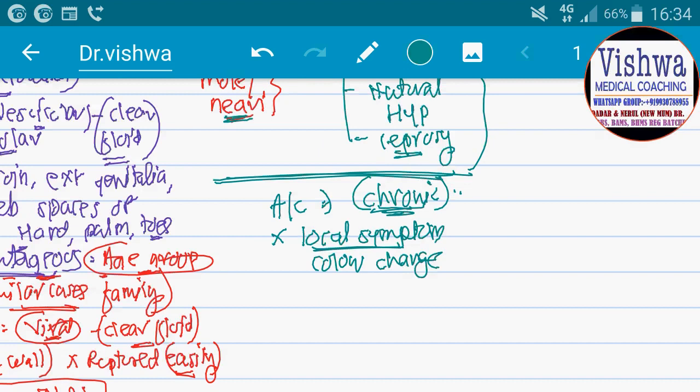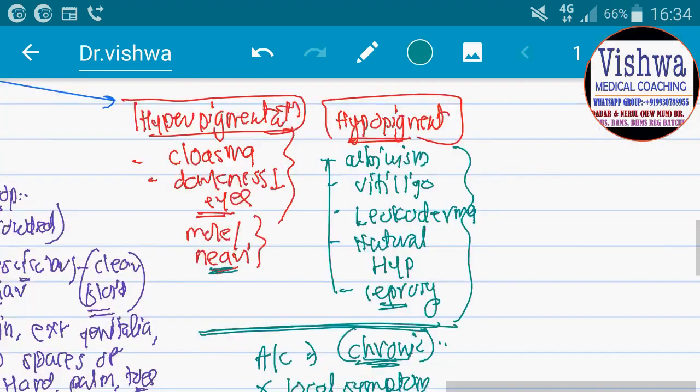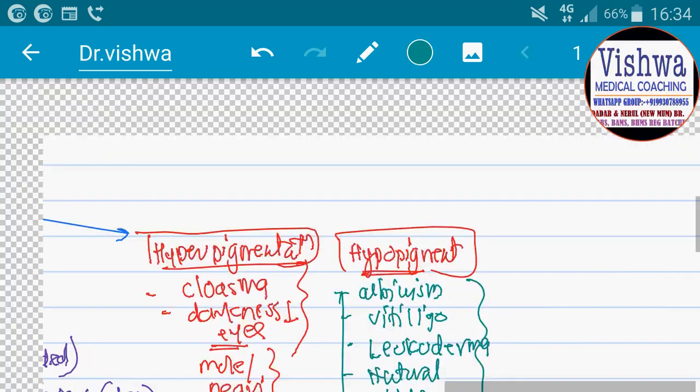Patient will not come to you if it is itching or painful. Or if it is growing, it is growing very slowly. Growth is also very slow. And it has got a specific treatment. I'm not going to go through it right now. We have the presentation which includes all those things.